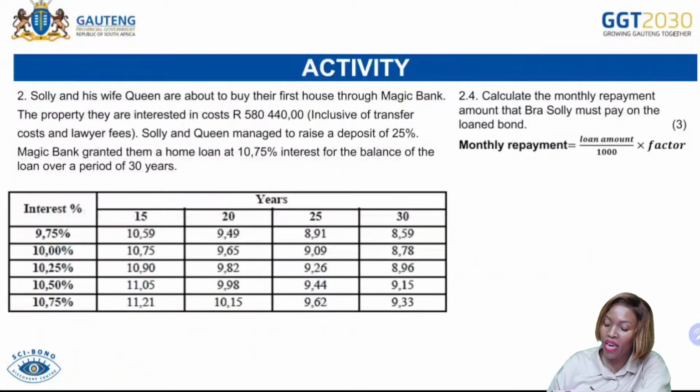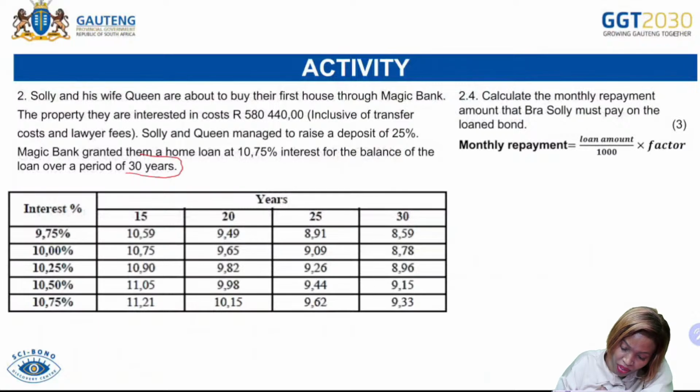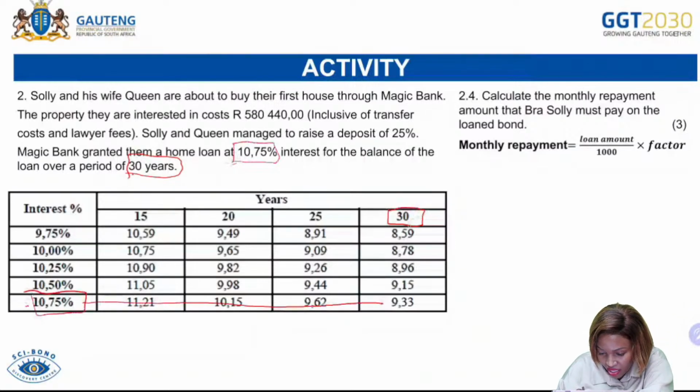Calculate the monthly repayment amount that Brasoli must pay on the loaned amount. Before we can calculate that, remember, Brasoli is taking the loan for how long? For 30 years. Then you go to your table, you circle 30 years. And what is the interest rate? 10.75. Where is the interest rate? 10.75. When you draw a line, where do they meet? 10.75 and the 30 years, they meet here.